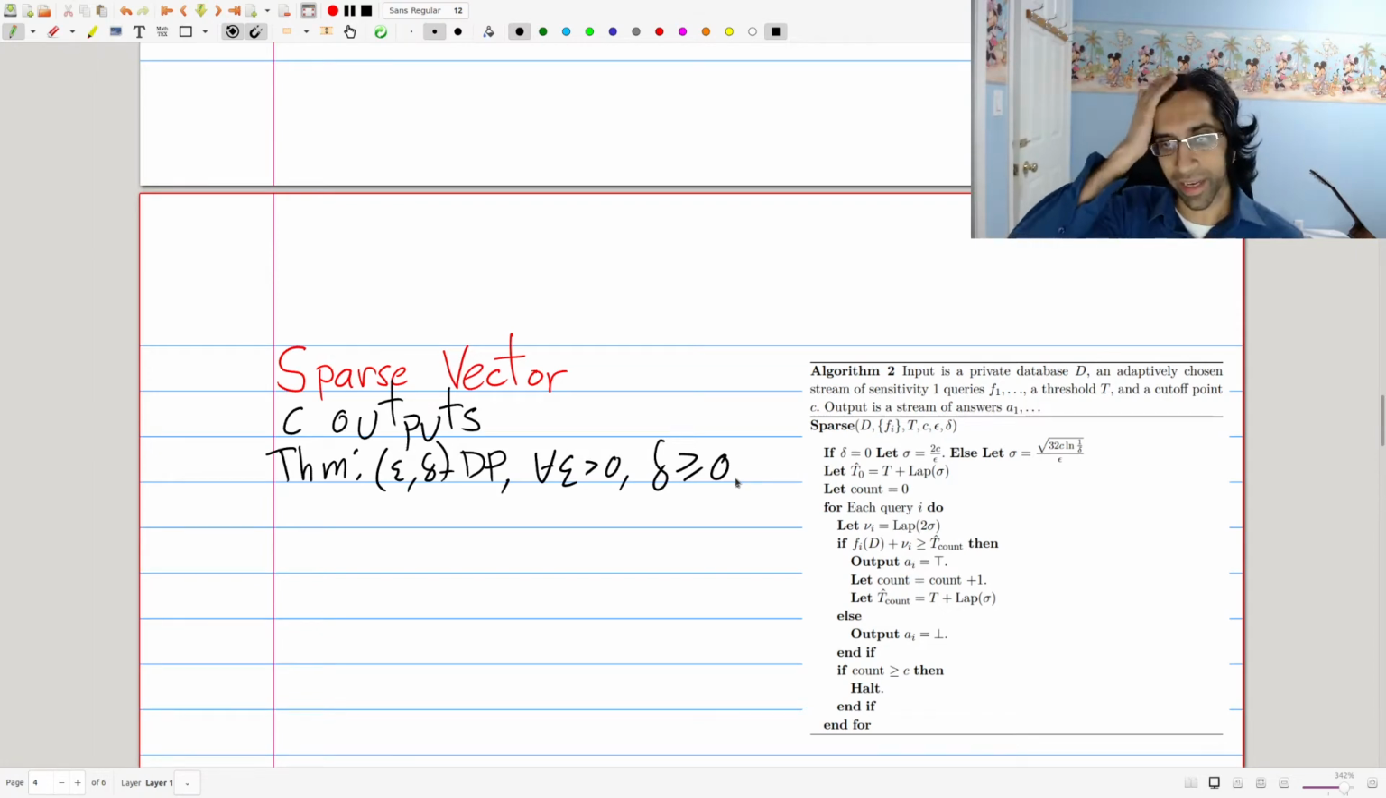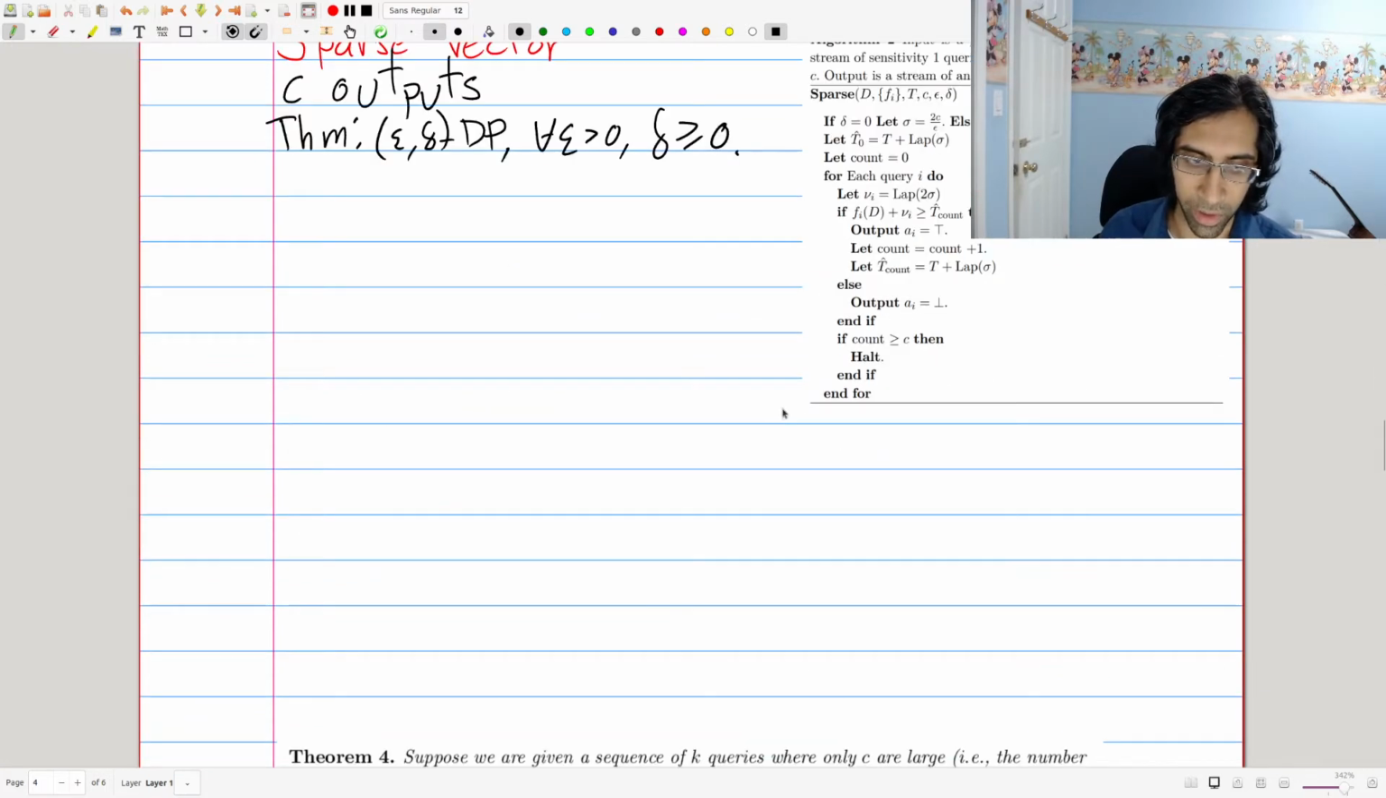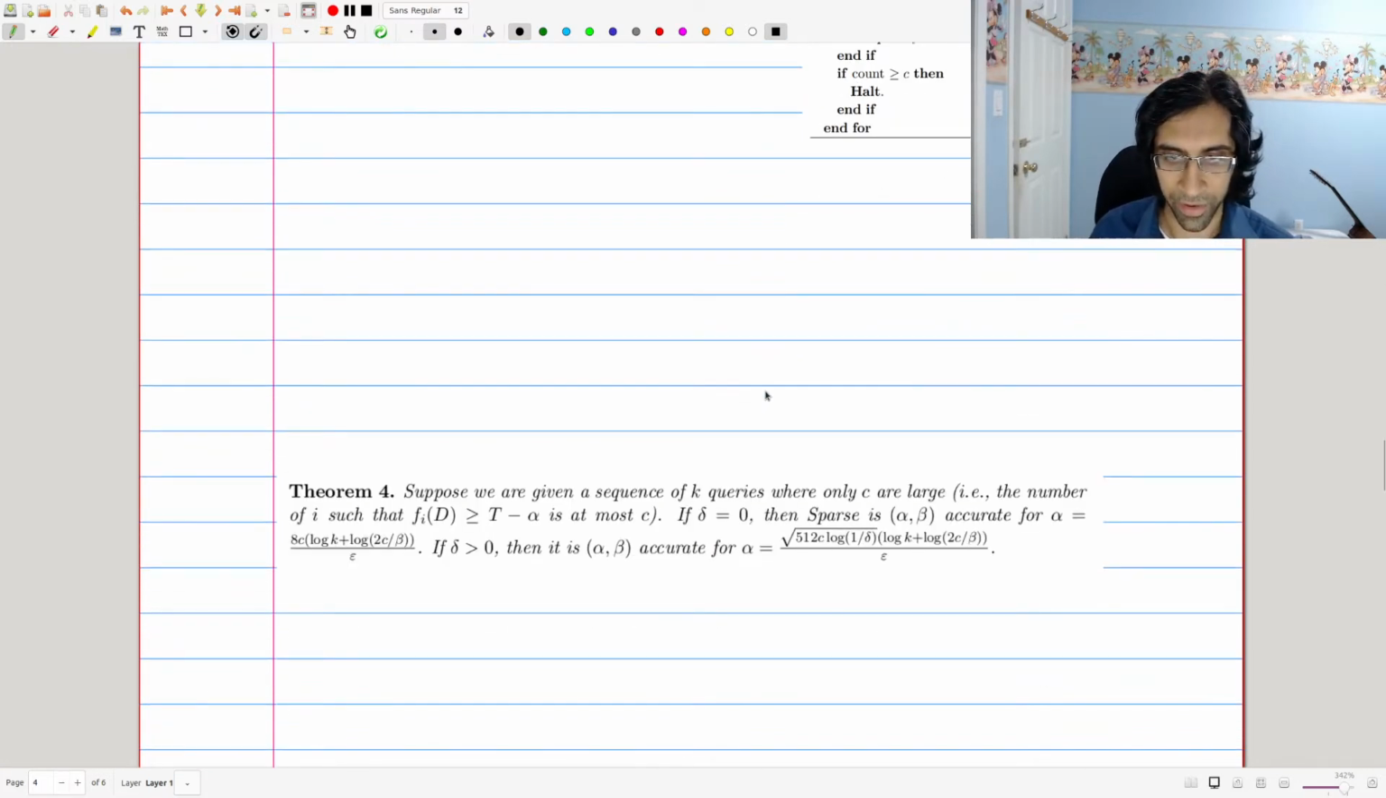Similarly, the accuracy guarantee is not too hard either. We're not going to go into it and reason about where every term comes from, but at least let me just show you the theorem statement, and we can go over how it differs from before. So you can see, let's focus again on the case where delta is equal to 0, first of all.